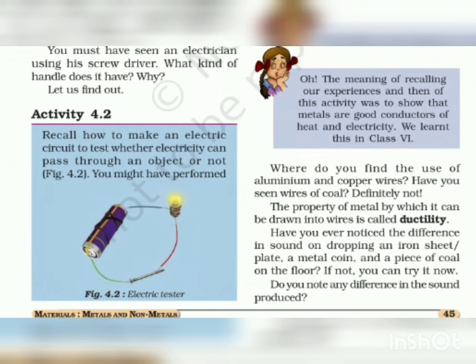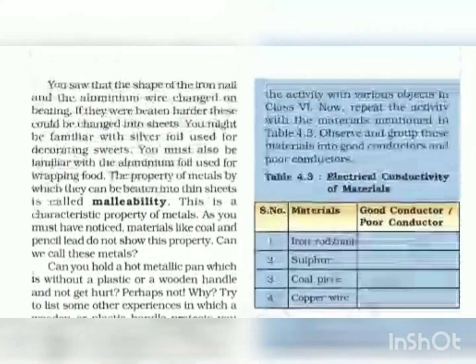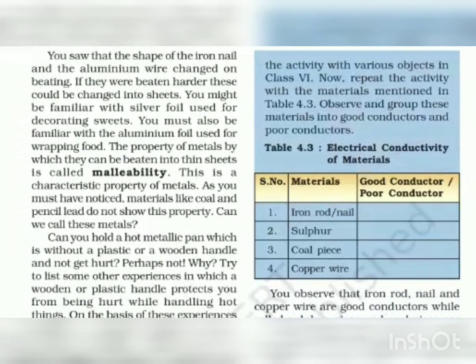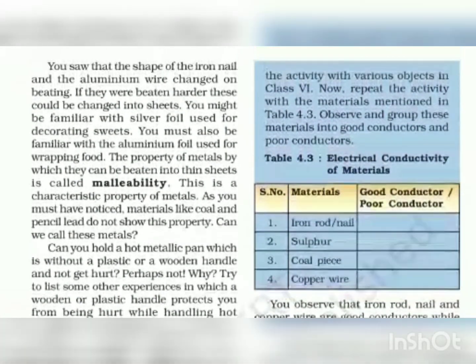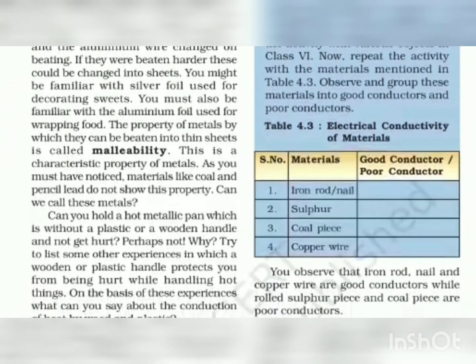So metal is a good conductor of electricity, and when you replace it with wood and plastic, the light will not glow. So that is a poor conductor of electricity. Now we will see some experiments to check whether these materials are good conductors or poor conductors. We can see that with an iron rod and a nail, it is a good conductor, you can see electricity passes through.